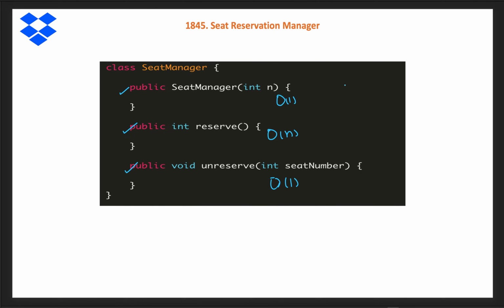We first add all the seats which are available. So from seat number 1 to n, we add all into our min heap. In Java, we can use PriorityQueue, which is an implementation of the min heap. So we can use this and add all the seats, 1, 2, until n. Initially, when we initialize our SeatManager state, these seats are available.